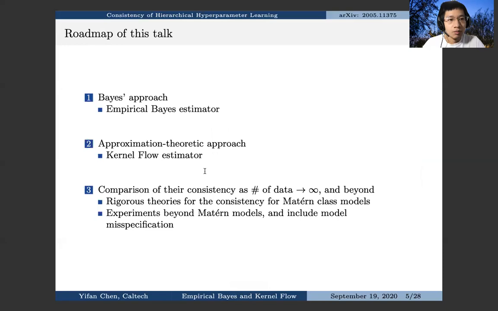To solve this model selection problem, the roadmap of this talk is as follows. First, we discuss two different approaches for it, the Bayes approach and the approximation theoretical approach. Then we compare the performance, especially their consistency as the number of data goes to infinity, focusing both on theoretical parts and experimental parts.